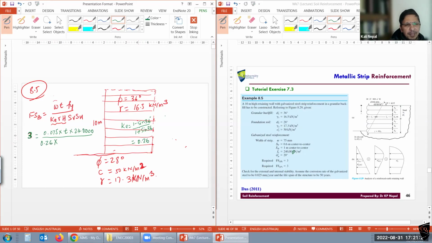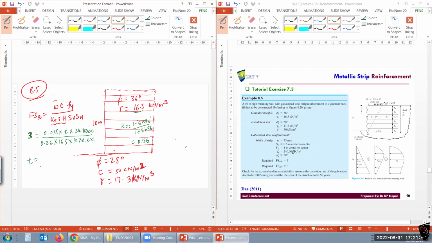Times gamma of the backfill. Backfill material is 16.5. Yeah, 16.5. So heads height, total height is what? Is it 10 meter? Oh, very long, 10. And then S_v has heads, they must be given 0.6 and 1. Can you solve for T now, please? How much would be the thickness of the tie?